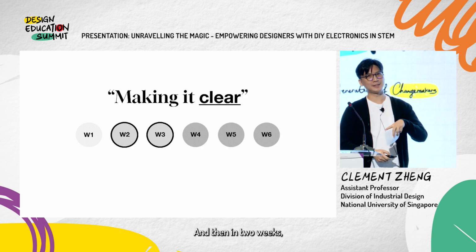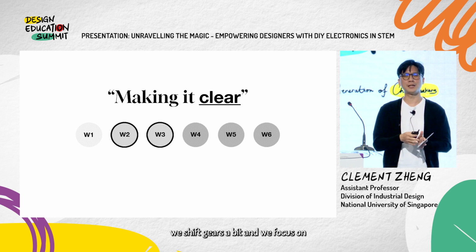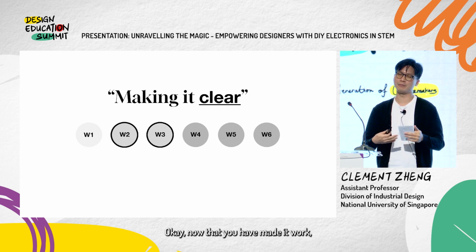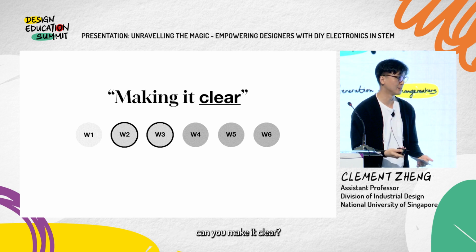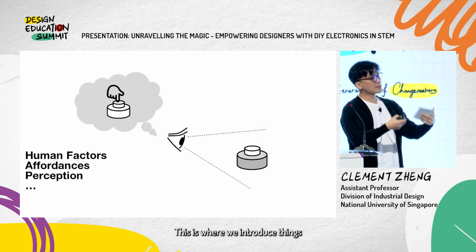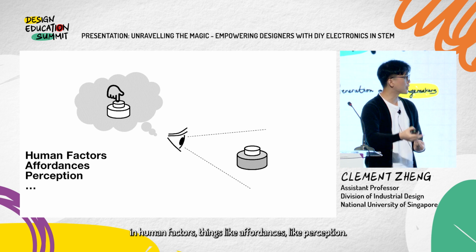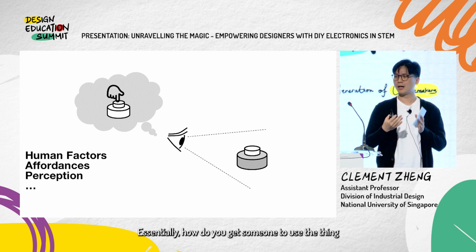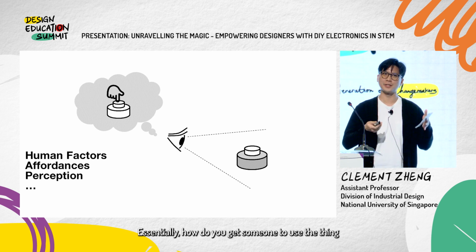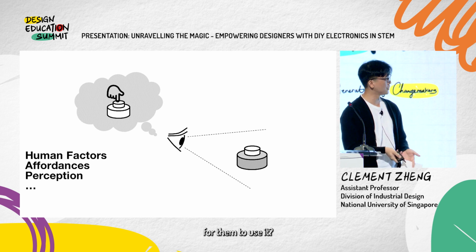And then in 2 weeks, we shift gears a bit and we focus on, okay, now that you have made it work, can you make it clear? And so this is where we introduce things in human factors, things like affordances, like perception. Essentially, how do you get someone to use the thing in the way that you intend for them to use it?